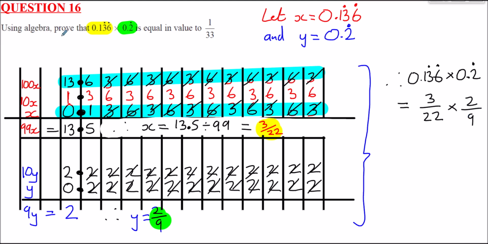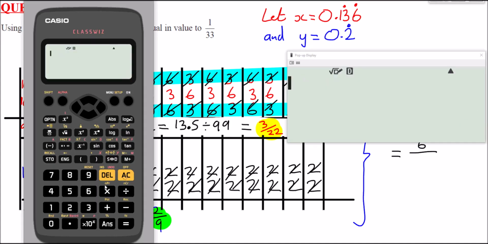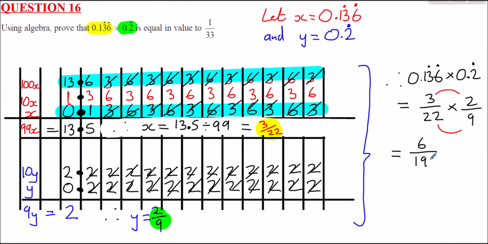This is a show that or prove that question, so do take an extra bit of care with your working. Don't shortcut or scrape with any working out method. So 3 times 2, top times top, gives us 6. And then 22 times 9, just to prove to the examiner you're not just overly relying on your calculator, 22 multiplied by 9, 198. So show them that you're doing this as a fraction, which can then be simplified.